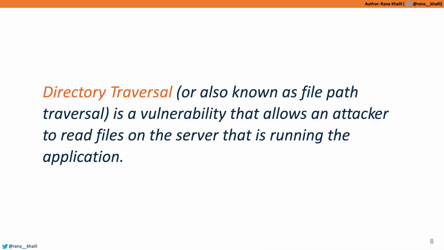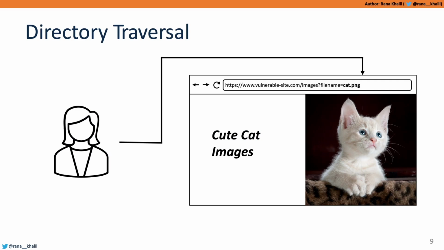Directory traversal, also known as file path traversal or just path traversal, is a vulnerability that allows a malicious actor to read files on the server that the application is running on. Let's take an example to better understand this. Imagine you have an application that allows you to view cat images.